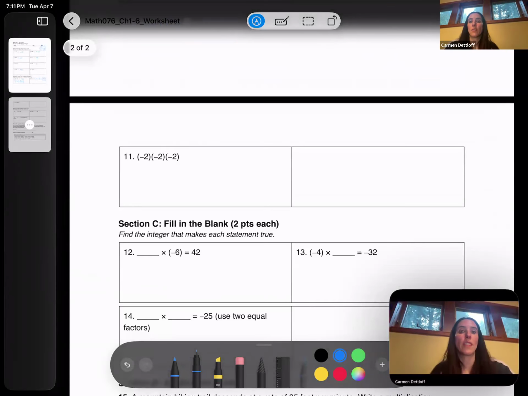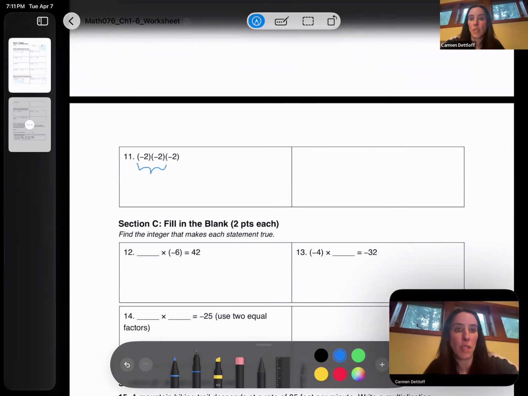So here I have negative 2 times negative 2 times negative 2. I have 3 negative 2's times each other, and that's an odd number of negatives, so I'm going to have a negative number as my result. And I can also check my work and do the math one by one and get the same thing.